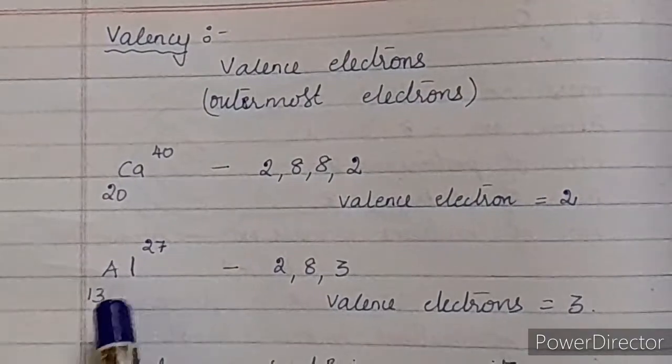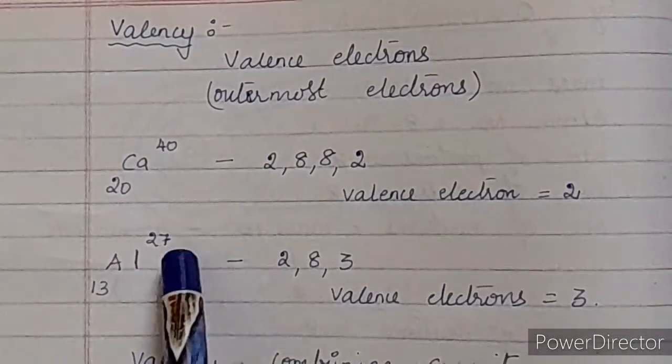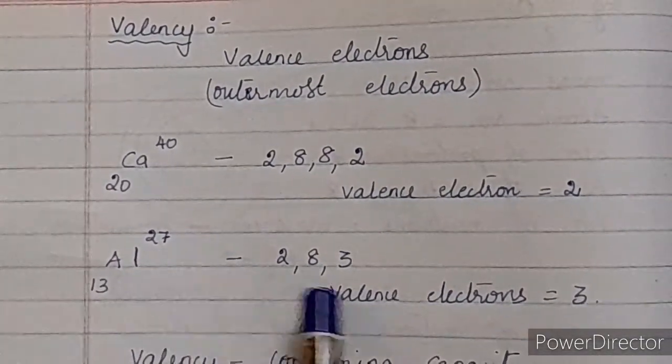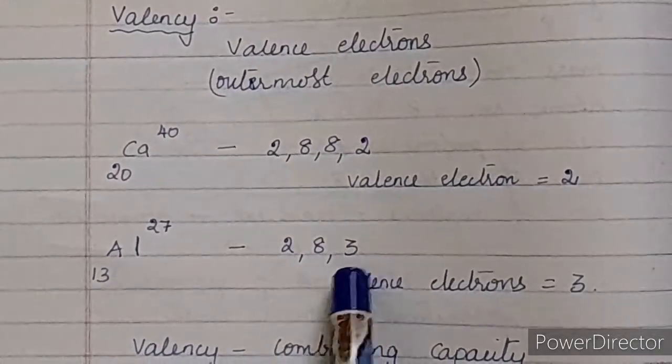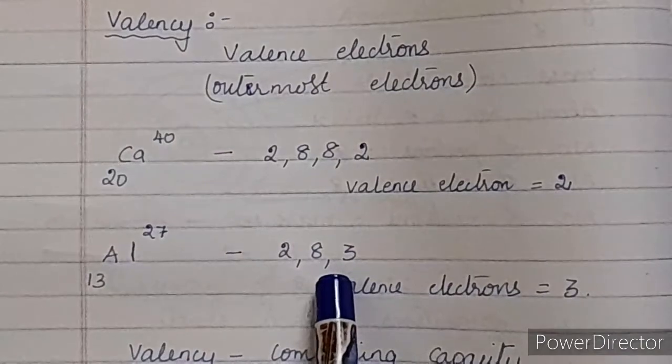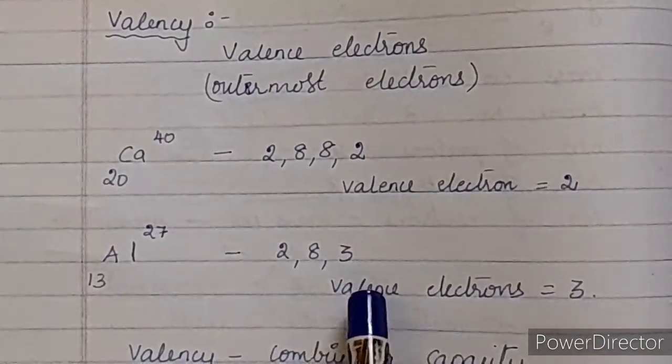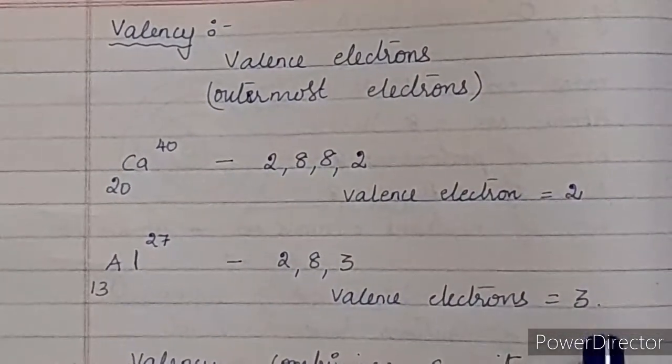Now consider aluminium. Aluminium's atomic number is 13 and the mass number is 27. The electronic configuration will be 2, 8 and 3. So the outermost shell consists of 3 electrons. So the valence electron is 3.